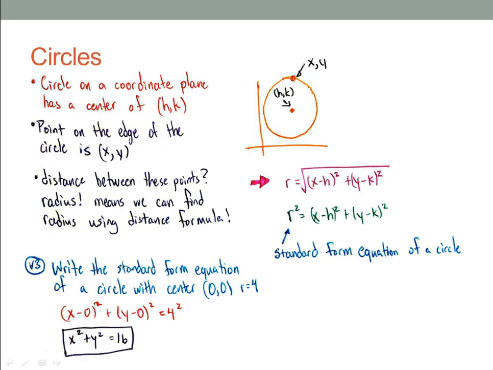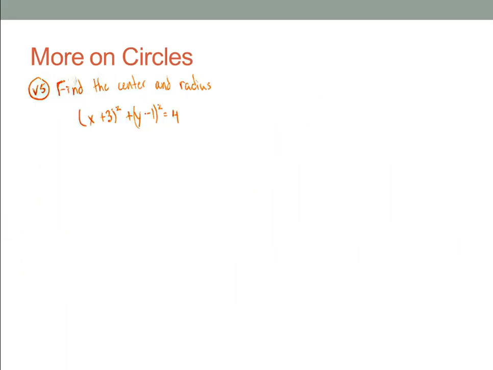And y squared plus x squared plus y squared is equal to 16. All right, let's get a little bit more complicated. That was too easy. More on circles. Let's find the center and the radius of this circle.